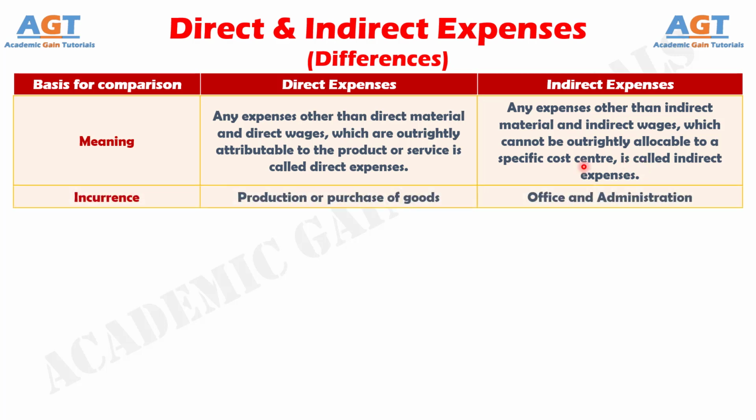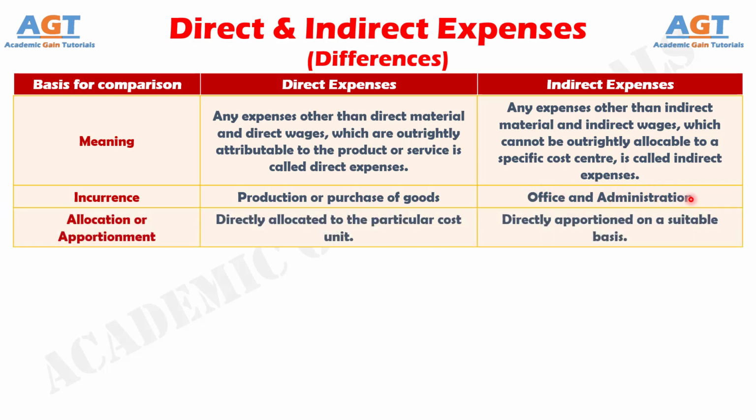Number 2. Direct expenses are the expenses which are incurred in the manufacture of a product or provision of services, whereas indirect expenses are incurred in connection to the day-to-day business operations. Number 3. Direct expenses are outrightly allocable to the particular cost object or cost unit. Conversely, indirect expenses are apportioned on a suitable basis as they are shared among different product, service or department.